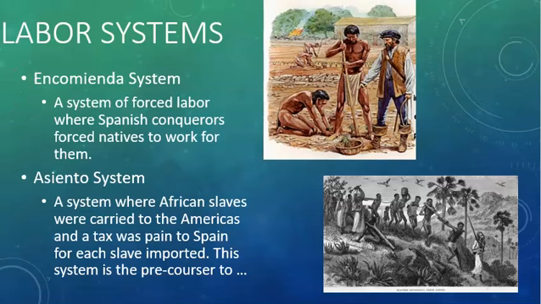Now, there are 2 labor systems in the Spanish Empire. There's the encomienda system, which uses the natives. It forces the natives to work. There is an inherent flaw in this system that we will talk about in a little bit. But then there is the asiento system. Wow, I said that super wrong. Sorry. Asiento system. A system where African slaves were carried to the Americas, and a tax was paid to Spain for each slave imported.